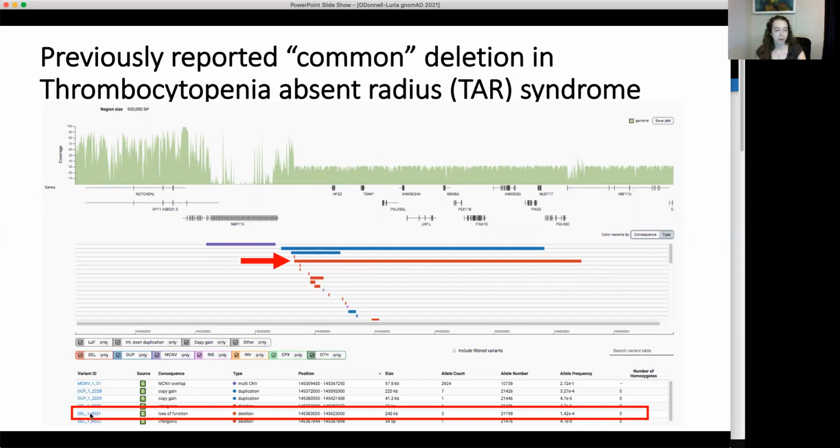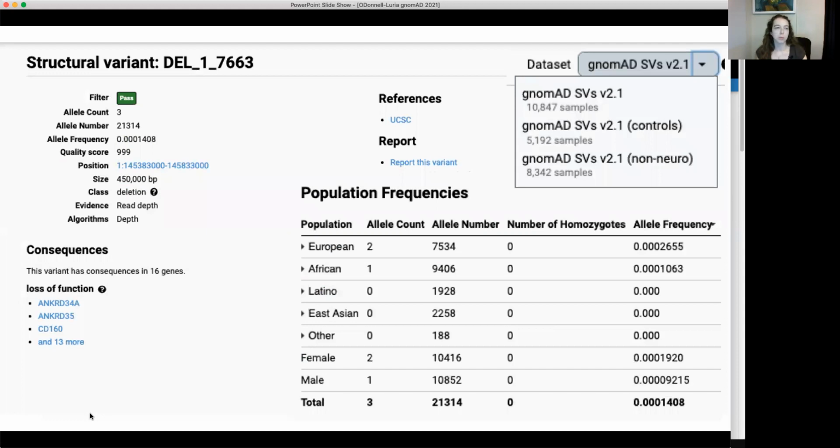If I click here on the variant, it will take me to the variant page for the structural variants. And you can see it's seen 3 times in this population, 2 Europeans and 1 African. And so I could also check if it was in controls or non-neuro samples. But I don't really see a need to do that because I wouldn't expect any phenotype in carriers of this variant. But overall, this is seen very rarely, but is seen in the general population.